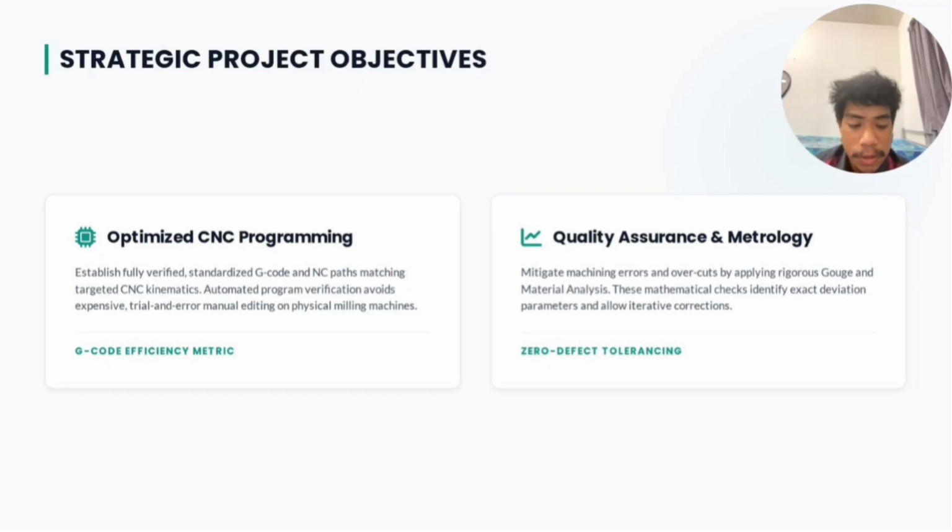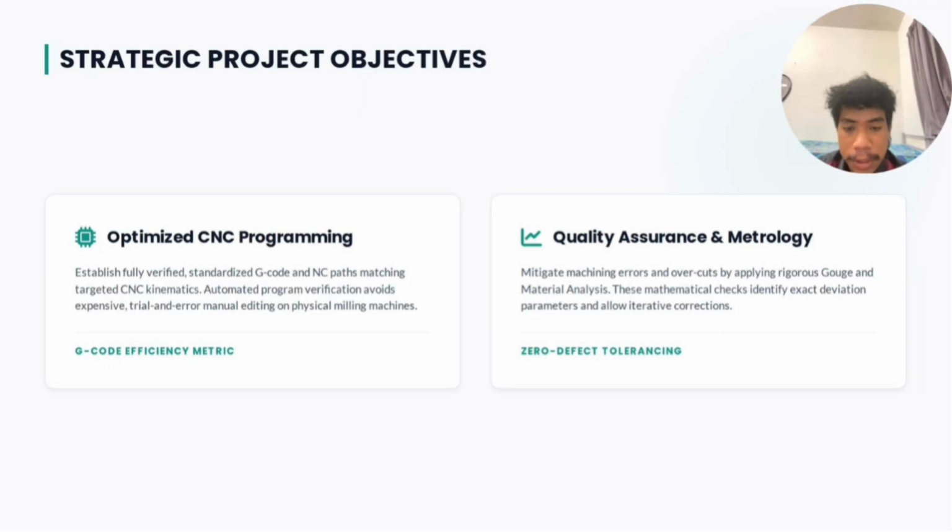And last, our project has two main objectives. The first objective is optimize CNC programming. By using CATIA, we can generate efficient toolpath, reduce machining time, improve cutting efficiency, and minimize programming error. And the next one is quality assurance and metrology. After machining, inspection is carried out to ensure the final product meets the required dimension and quality standard. This helps reduce defect and improve production reliability.